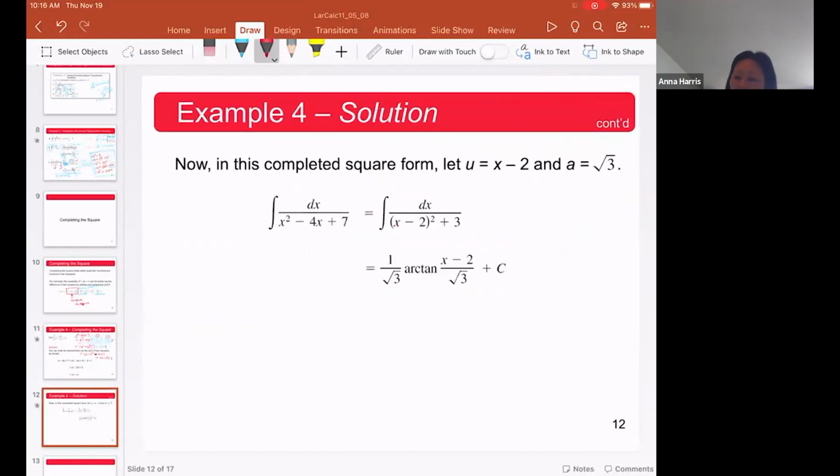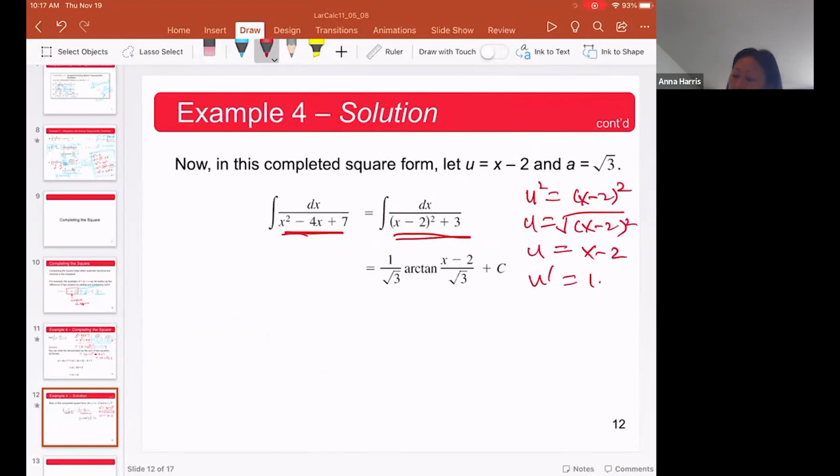So I can rewrite the problem. After I complete the square, it becomes this. Now you can say my u squared is equal to x minus 2 squared. So u is equal to the square root of x minus 2 squared, which is the same as x minus 2. And then u prime is just equal to 1 times dx. Next, a squared is equal to 3, so a is equal to the square root of 3.